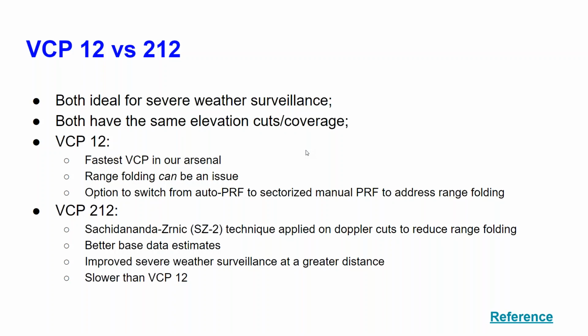So that is one of the advantages of 212 over 12. And remember, you have options to go into manual PRF. You have a lot more freedom in the manual PRF situation with VCP-12 to address range folding, as you can sectorize it. Very rarely do we have situations where a one size fits all works, and we want to be able to have different PRFs for different portions of our area, especially on an active weather day. So the bottom line here is that both are great VCPs, but they have advantages and disadvantages to keep in mind when it comes to your scanning strategies.